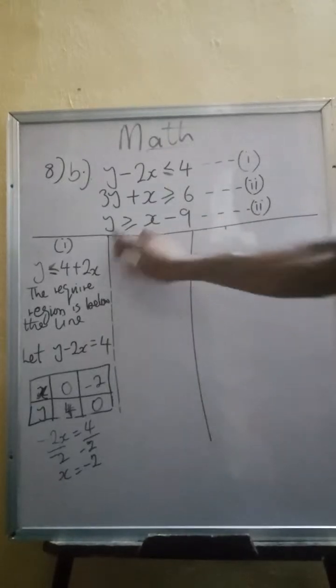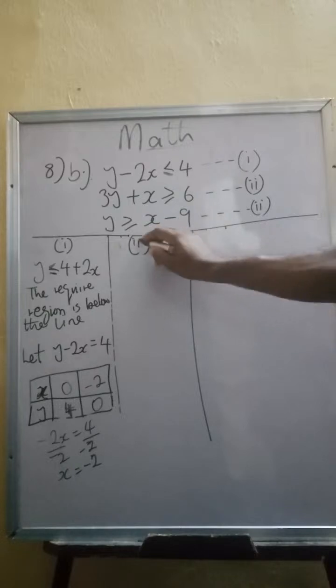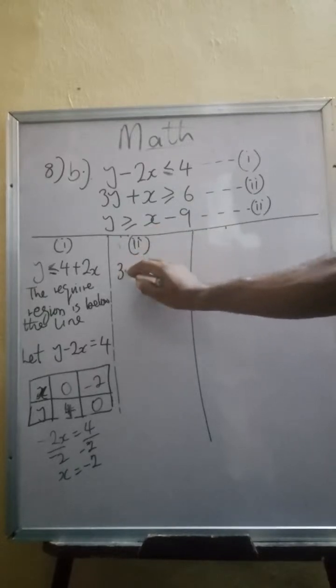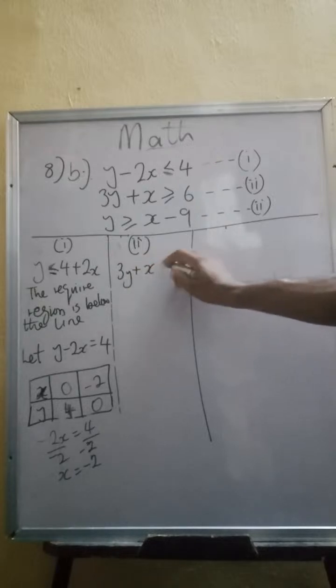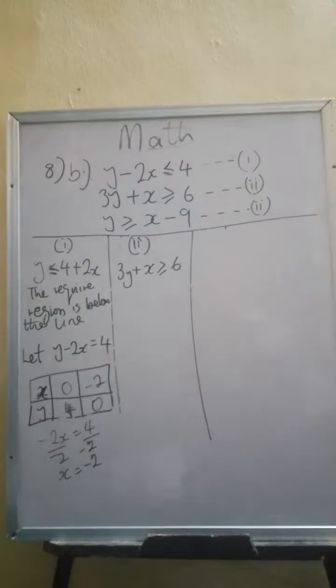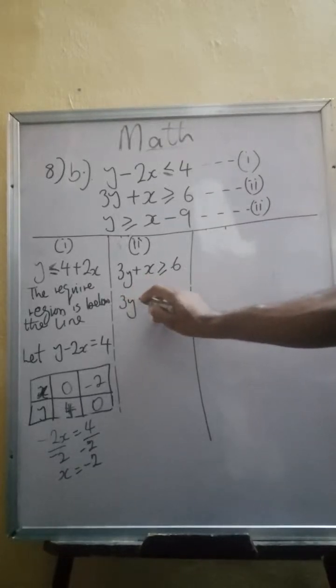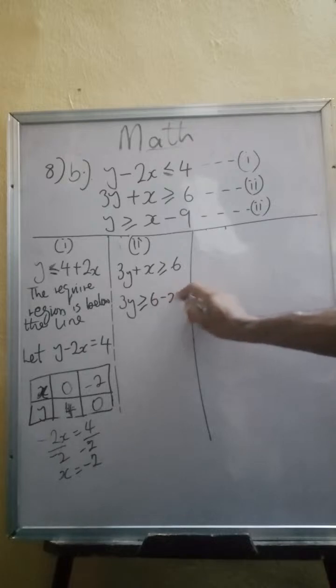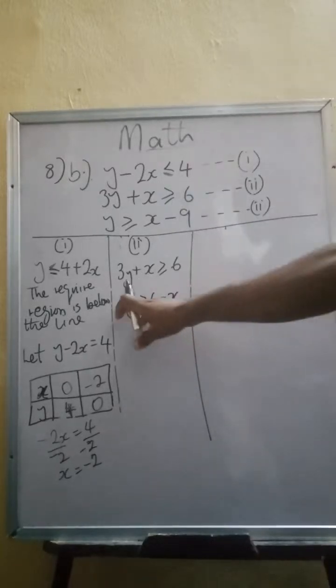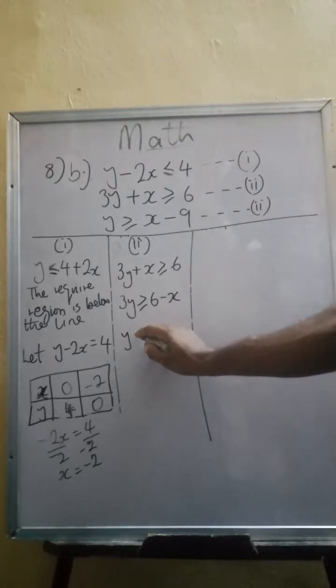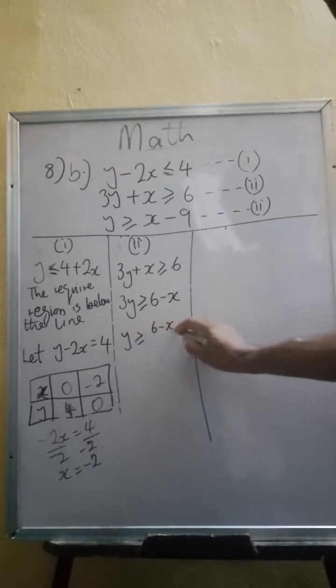You have 3y plus x is greater or equal to 6. Now, as usual, you want to make y the subject. So first of all, you have 3y is greater or equal to 6 minus x. Now, seeing that the coefficient of y is 3, divide through by 3. So you have y is greater or equal to 6 minus x over 3.